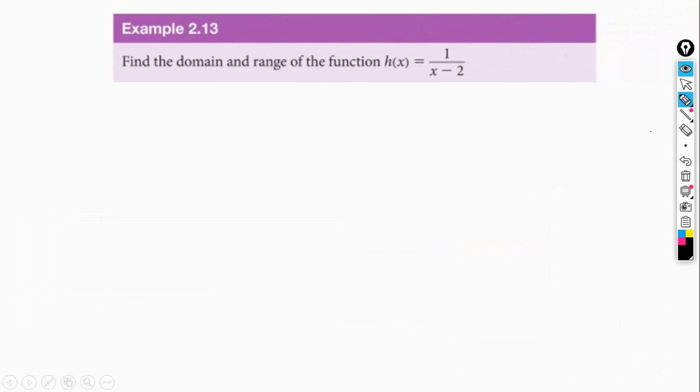So next we have example 2.13, and it says find the domain and range of the function h of x is equal to 1 over x minus 2. Because this is a fraction, remember that the limitation for fractions is that the denominator cannot equal 0, right? So the only value that will make this equal to 0 is x equals 2. Therefore, we can say x can be any real number, but x cannot equal 2. Otherwise, it will make the denominator 0. So this would be the domain.